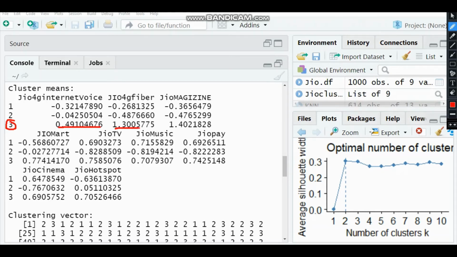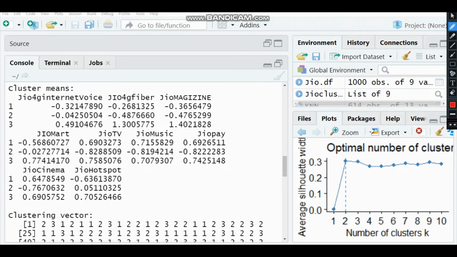internet voice, Geo 4G Fiber, Geo Magazine, GeoMart, GeoTV, GeoMusic, GeoPay, GeoCinema and Geo Hotspot. If you look at these values compared to the other clusters, cluster 3 has more high values, towards the positive side.